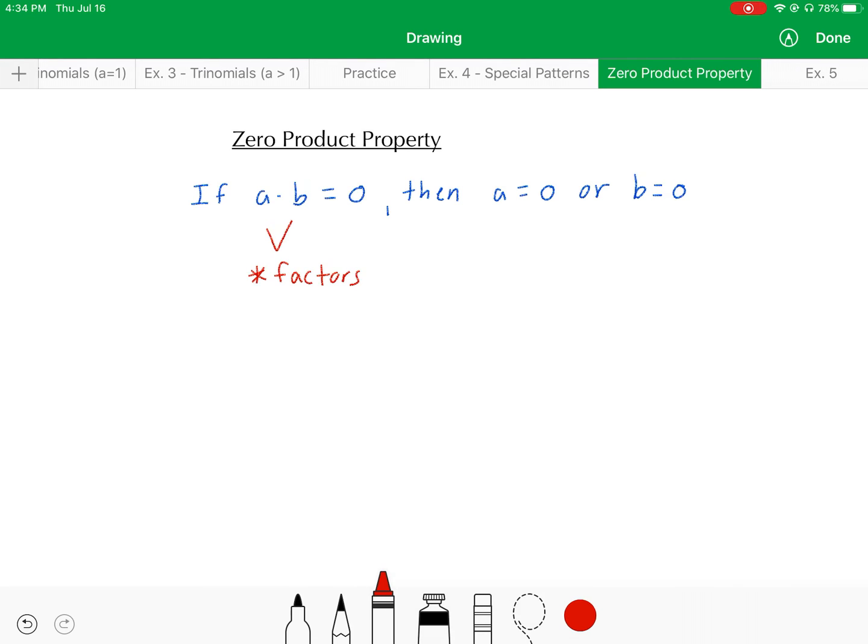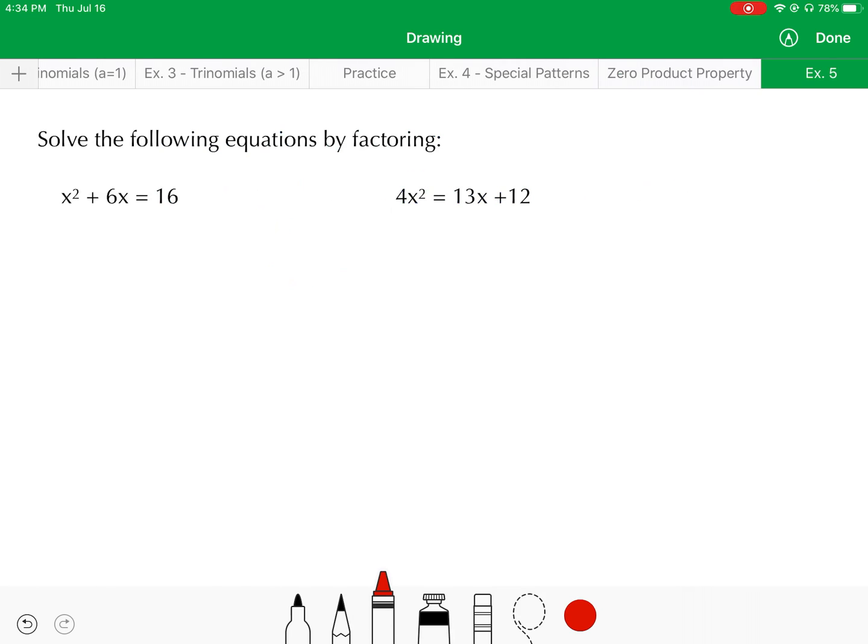That means this is a property that can be used to solve an equation when it's in its factored form. So what do I mean by that? Solve the following equations by factoring. x squared plus 6x equals 16.